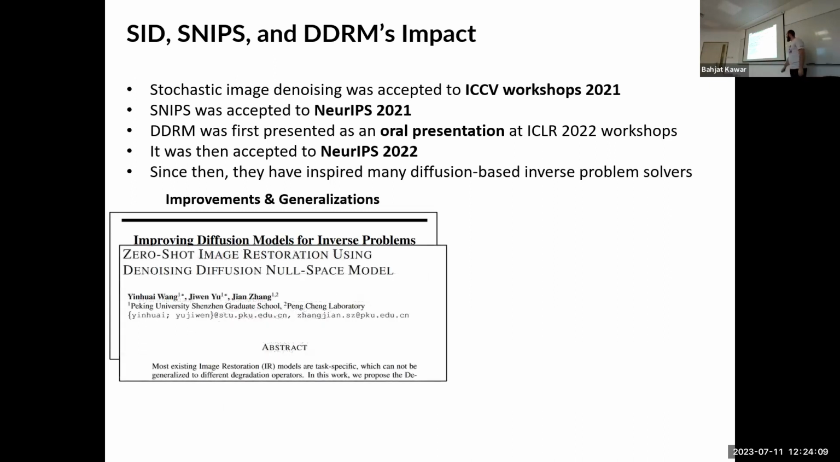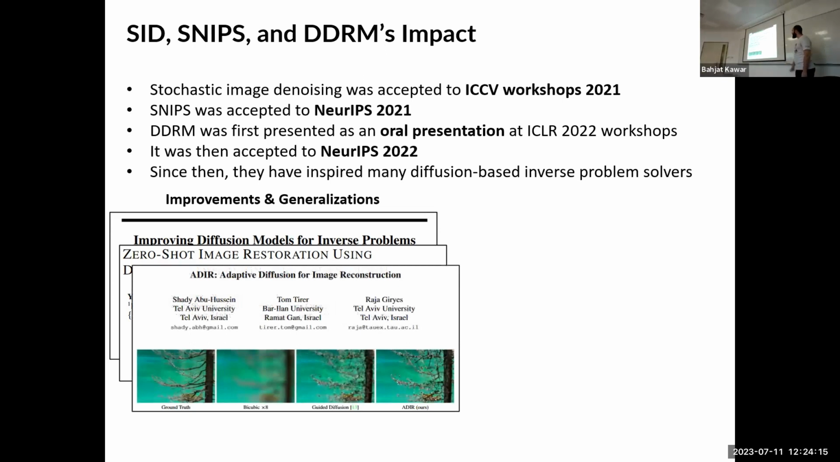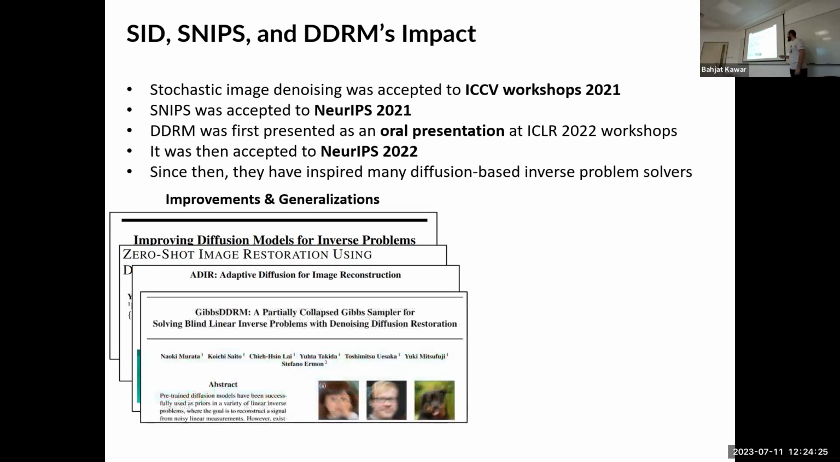There's another group from China that also improved the results, known as DDNM. There's another group from Tel Aviv University, friends that improved upon the results in some senses as well for some problems. And this is a group from Japan that worked with Stefano Ermon, who was our collaborator on DDRM. They came up with Gibbs DDRM, which is a generalization. They generalized DDRM in order to solve blind linear inverse problems.